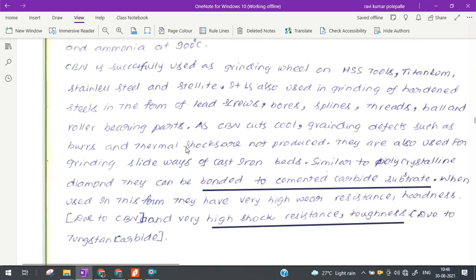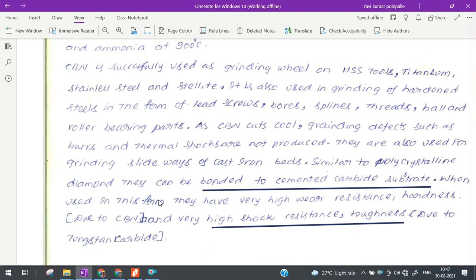So CBN is successfully used as grinding wheel material and for HSS tools, titanium, stainless steel, and stellite. It is used in grinding of hardened steels in the form of lead screws, bores, splines, threads, ball and roller bearing parts. CBN cuts cool, so that the grinding defects such as burns and thermal shocks are not produced. One common application is grinding slideways of cast iron bits.